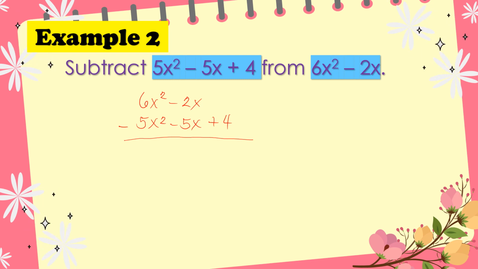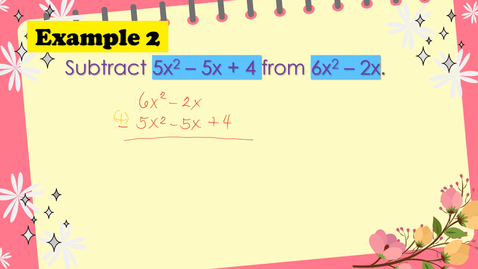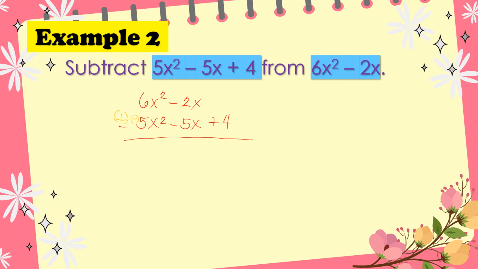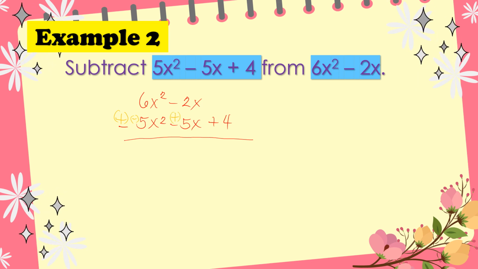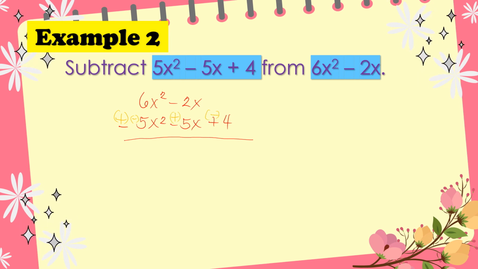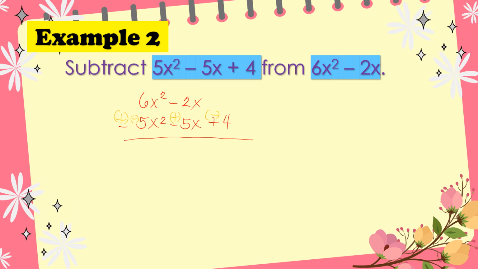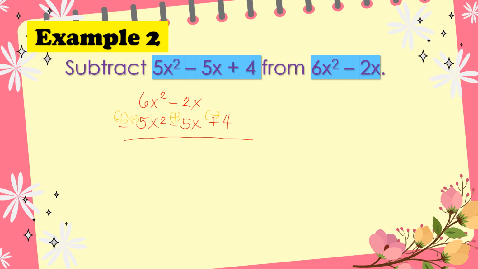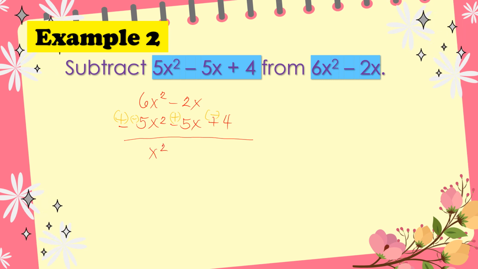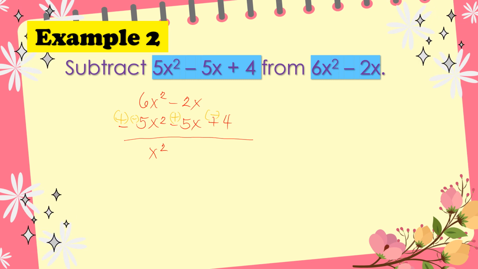No? Mag-change na lang tayo ng process. So, mag-change ako from subtraction naging addition. Positive magiging negative. Negative magiging positive. Positive magiging negative. Tapos, pwede na tayong mag-add. So, 6x squared plus negative 5x squared. The answer is x squared, kasi 6 minus 5 is 1. Pag 1, hindi na susulat yung 1 na numerical coefficient.